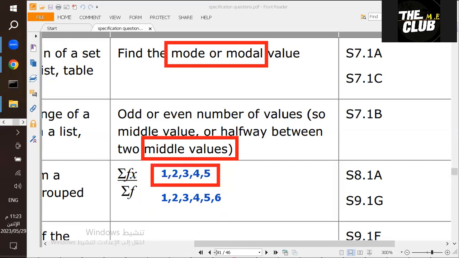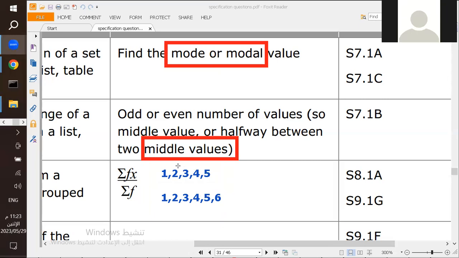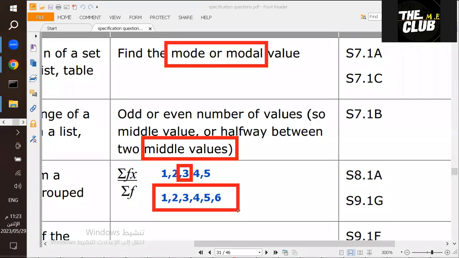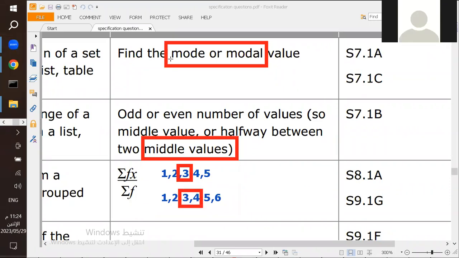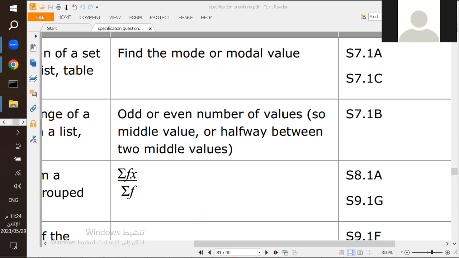What's the median here? 3. Because it's in the middle. So what's the median here? There's 3 and 4. So what do we do to them? We pick them, then add them, then divide by 2. Good. So we add them and divide them by 2. That's the idea of this lesson: knowing how to find the middle values of odd or even data, or halfway between two middle values. When the data is odd, I just pick the middle value. But if the data is even, I pick the two middle values, add them, and then divide them by 2. Easy? Good. Let's move on.